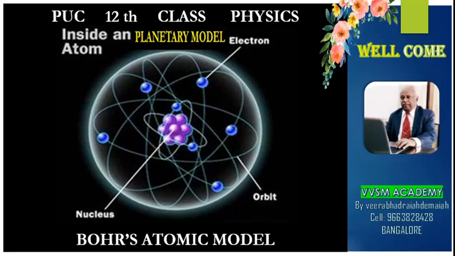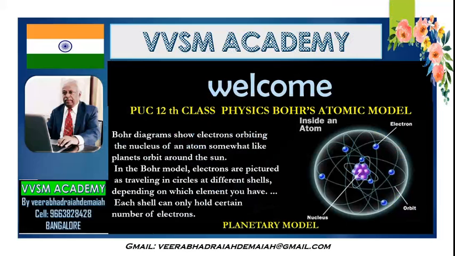PUC 12th class physics: the planetary model of an electron, protons and neutrons, components in the Bohr's atomic model. Both diagrams show electrons orbiting the nucleus of an atom somewhat like a planet's orbit around the sun. It is an analogy: the way planets revolve around the sun, the same way electrons revolve around the nucleus of an atom.